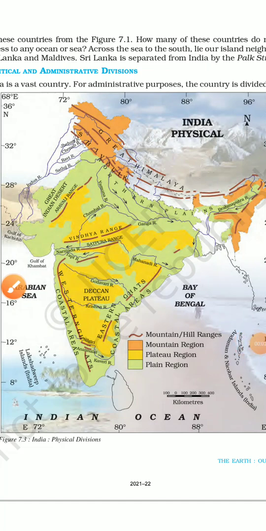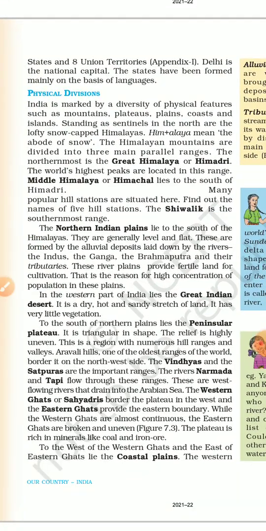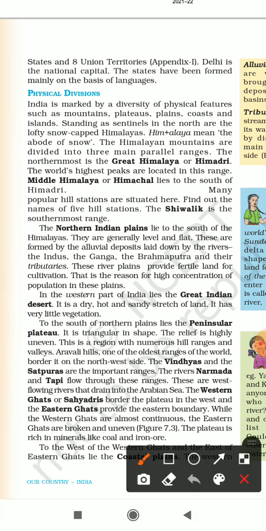Hello students, in this video we are going to continue with Chapter 7 of Geography, our country India. So we were talking about the physical divisions of India. We talked about the Himalayan mountain range and the divisions of Himalaya into Greater Himalaya, Middle Himalaya, and the southernmost Himalaya or the Shivalik Himalaya.